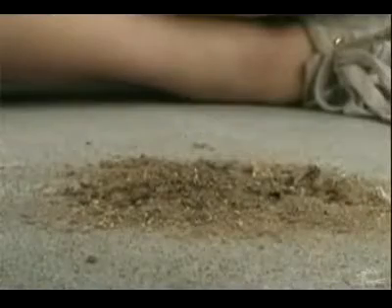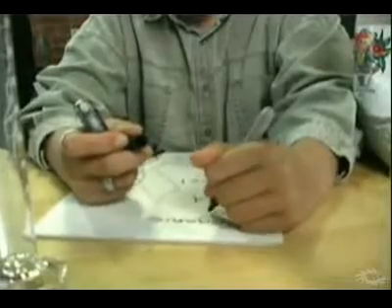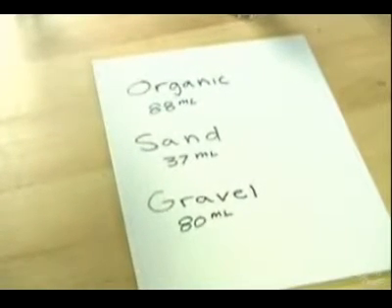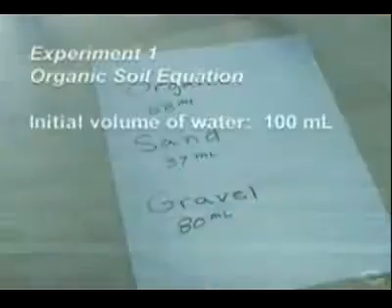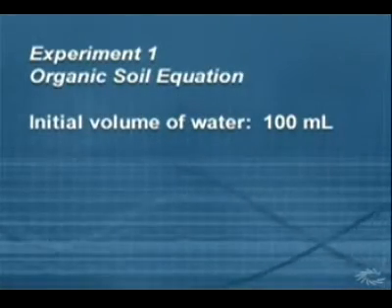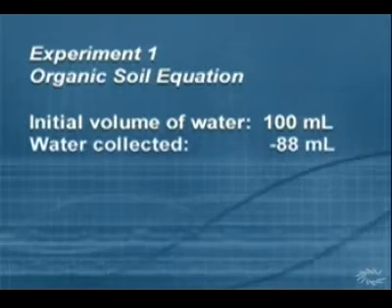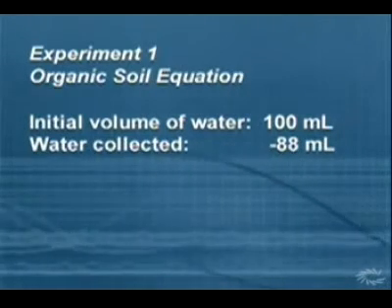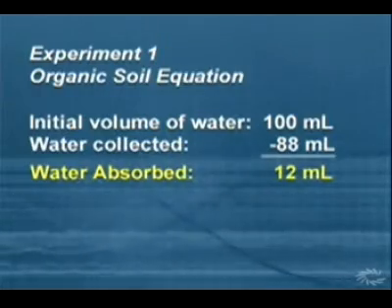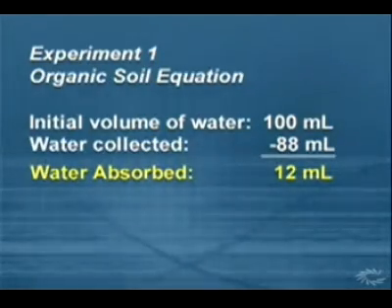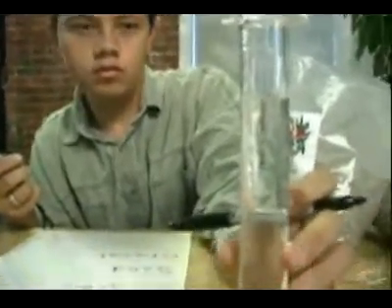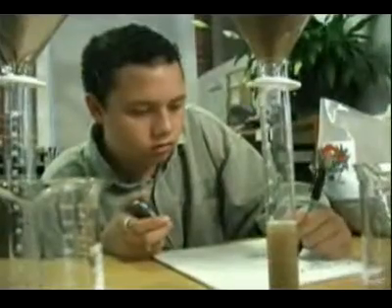Use mathematics. The first experiment employed counting and timing, while in the second one, we chose to compare volumes of water absorbed by each type of material expressed as an equation. The initial volume of water poured, 100 milliliters, minus the volume of water collected in the cylinder, 88 milliliters, equals the volume of water absorbed, 12 milliliters. We've seen that while each experiment is unique, both experiments shared a common set of elements.